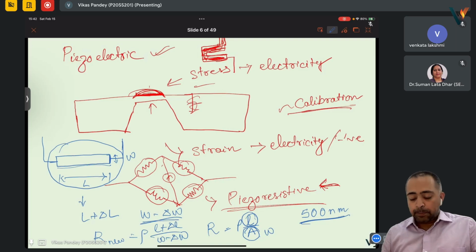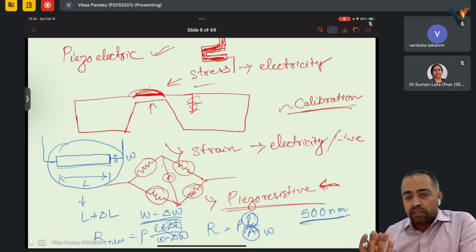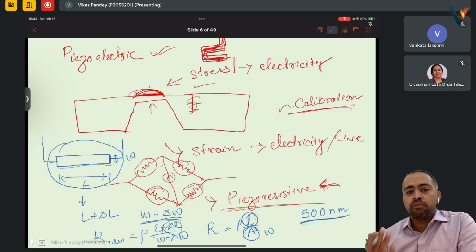So this change, delta L and delta W, will determine how much pressure we are putting, how much change in the shape is due to the pressure. Now, why go for resistive? If you see, this structure is very similar to the capacitive sensor as well as the piezoelectric. But from the point of view of calibration as well as instrumentation, measuring resistance, or change in resistance, is much easier. We can do it even using simple circuits nowadays.